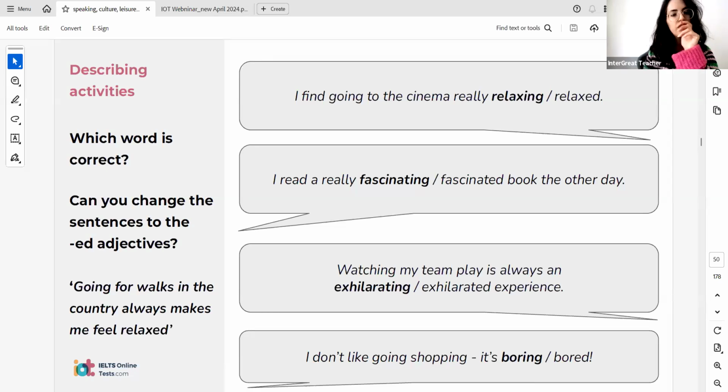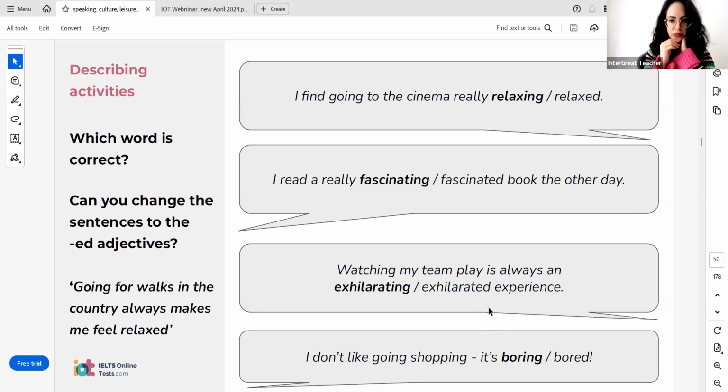Very good, Alma. I'm fascinated by this book. Very good. Or I was fascinated by this book the other day. Okay, how about the exhilarating experience? Very good. I was fascinated.